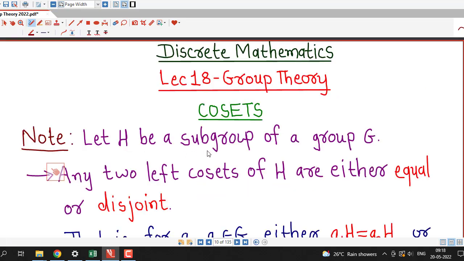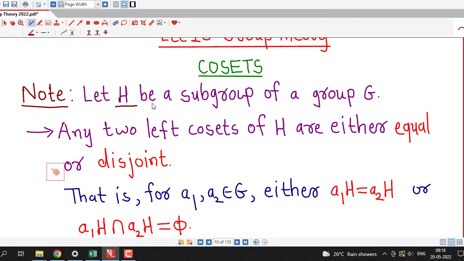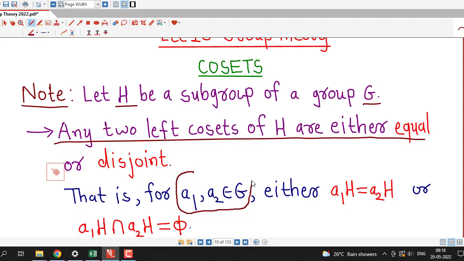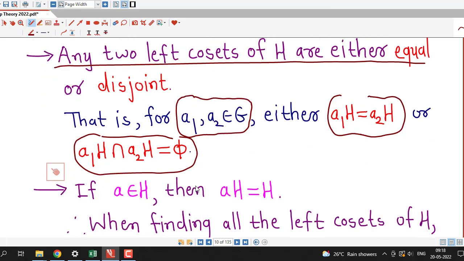So now we summarize all these properties which we have just discussed. Let capital H be a subgroup of a group G. Then any two left cosets of H are either equal or disjoint. This we can write mathematically as: if we take any two elements of the group G, say A1, A2, then A1H equals A2H or A1H intersection A2H is the empty set. This means any two left cosets are either equal or disjoint.